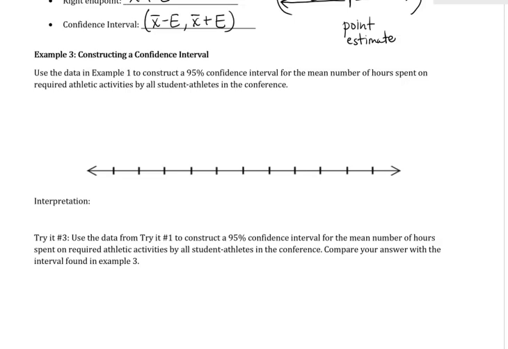In example 3, we are going to construct a 95% confidence interval. So that gives us our C value for the mean number of hours spent on required athletic activities by all of the student athletes in the conference. And we're using this with the data from example 1. So to construct that confidence interval, we need the left endpoint and we need the right endpoint.